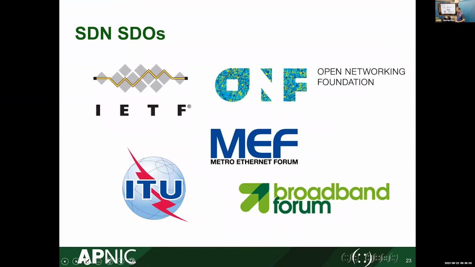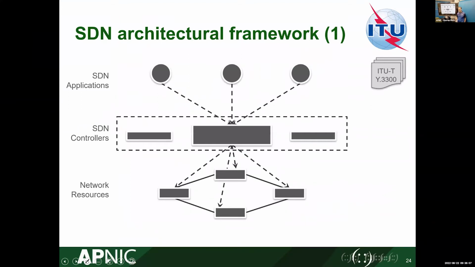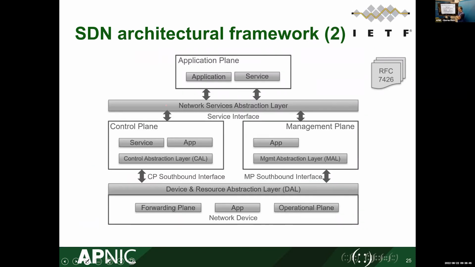So to give you a visual idea of the SDN architecture, this is from ITU. What we have is our network resources in the bottom layer, so down here. Those network resources are going to talk to our controllers, and then the controllers are going to be the middleman between your applications. We'll break this down into a little bit more detail, but this is essentially what we're looking at from an IETF point of view.